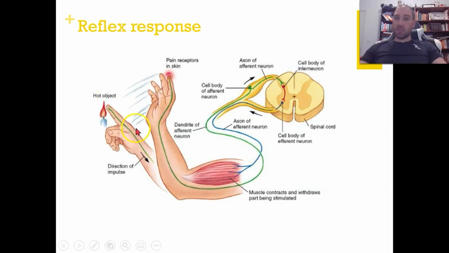So the sensory neuron takes the impulse from the receptor to an interneuron in the central nervous system, which then relays the signal to a motor neuron, which leads to an effector changing what it's doing to lead to an effect which reduces the stimulus.